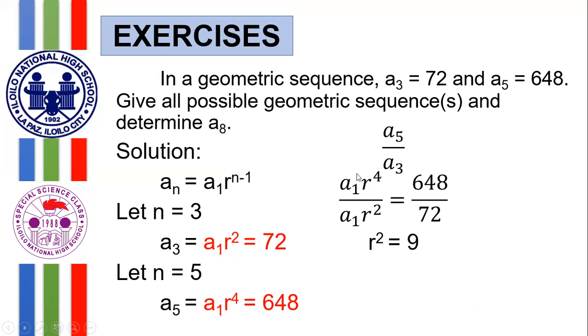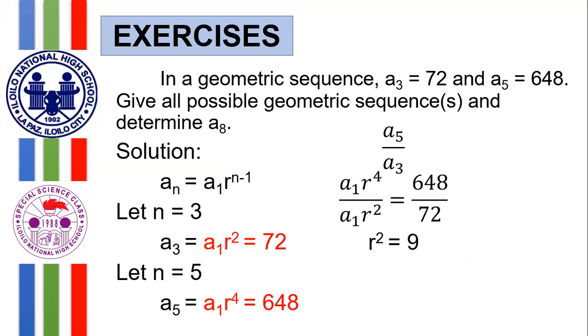The left-hand side simplifies to r squared. How come? a sub 1 divided by a sub 1 is 1. r to the 4th divided by r squared is r squared because 4 minus 2 is 2, since the exponent of the numerator is greater than that of the denominator. And 648 divided by 72 is 9. So r squared equals 9.